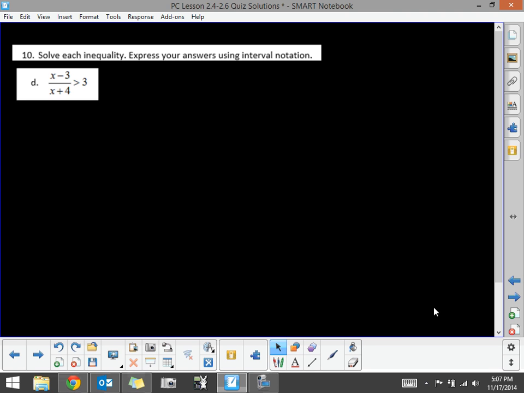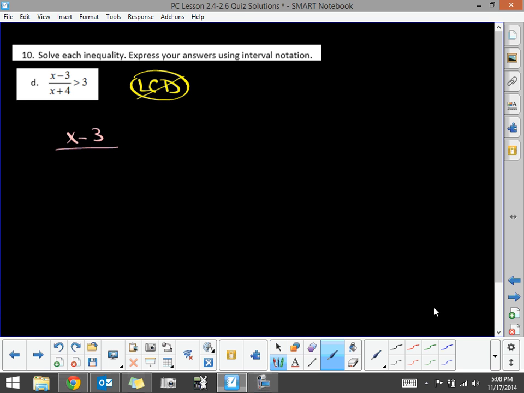In 10D, we have a rational inequality, and it's extremely important that we don't multiply through by the LCD. So this LCD technique we do for equations is off limits. Do not do that. What you want to do, and our strategy was, is to get one side equal to 0. So I'm going to leave the x minus 3x plus 4 on the left. I'm going to subtract the 3. It's greater than 0. And then we said we're going to rewrite it as a singular rational expression.